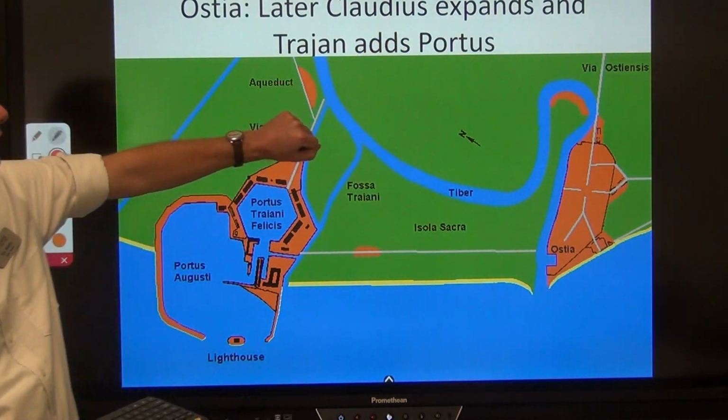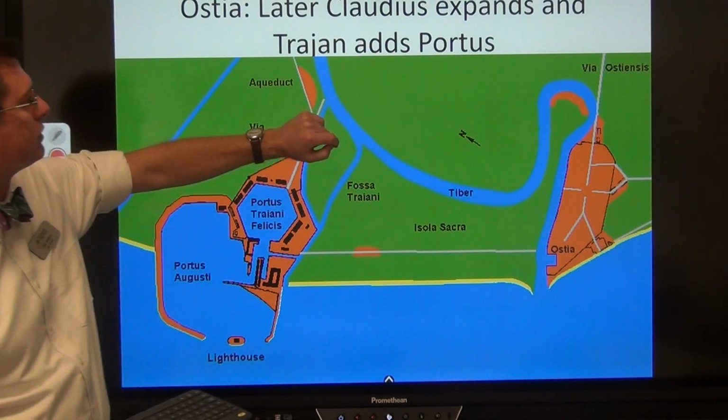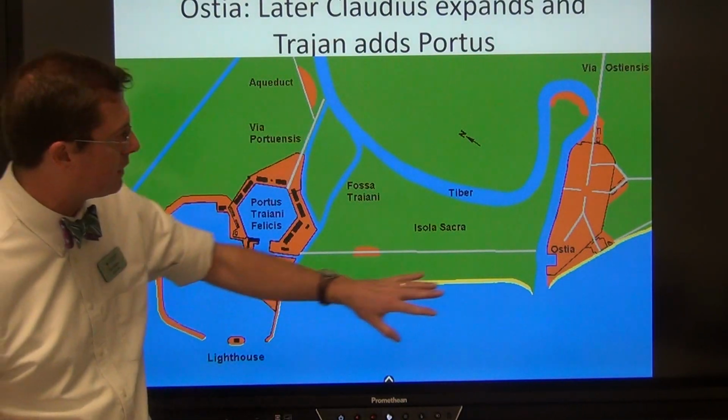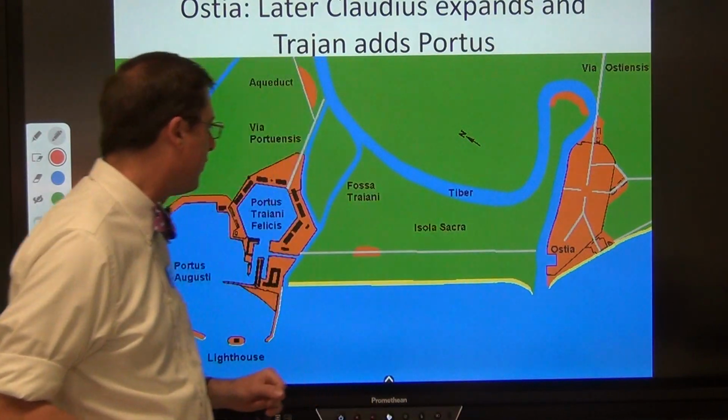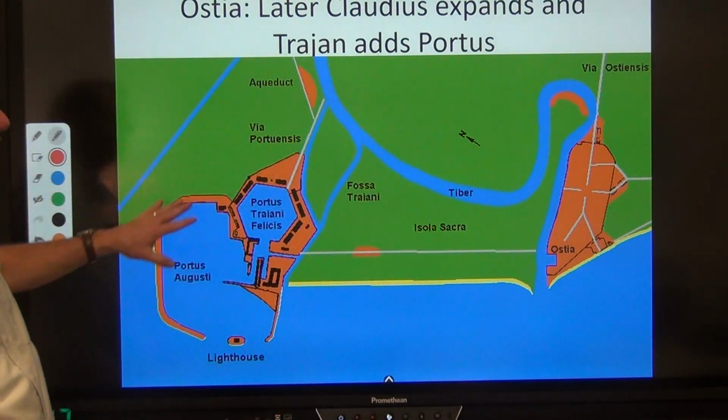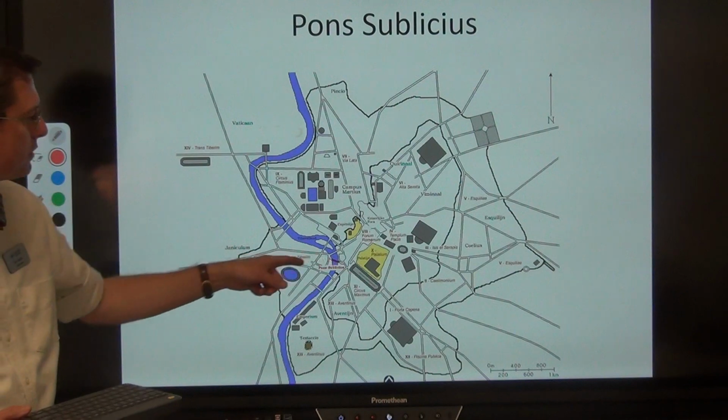Later, of course, hundreds of years later, the Emperor Claudius, and then another 100 years later, the Emperor Trajan are going to extend it. There's the original port of Ostia, and then later on it was made into an expanded port. But the other thing he's going to build is Pons Sublicius.